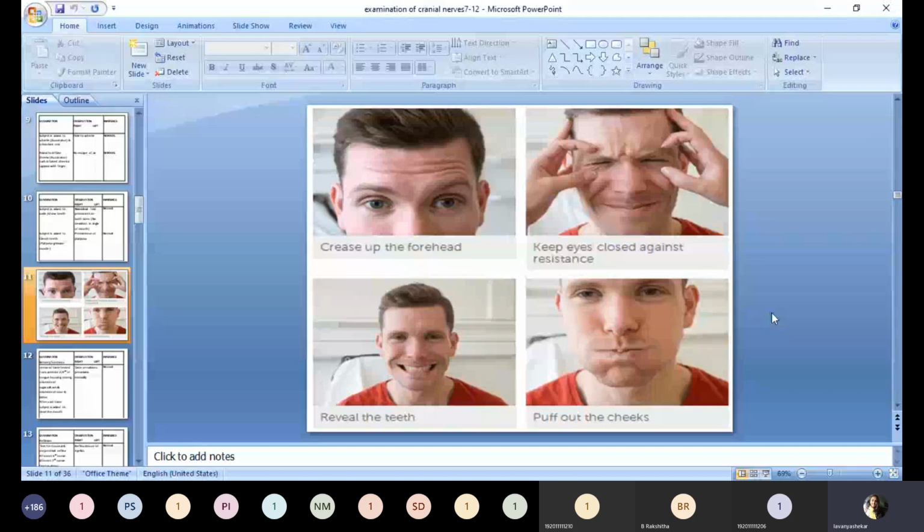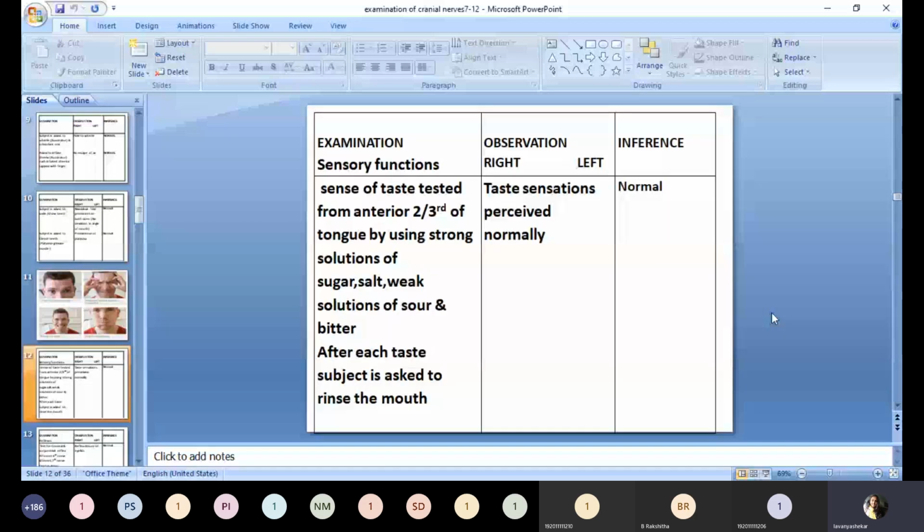So these are the various tests that you do to check the facial nerve. That is mainly the motor component of the facial nerve. To check for the sensory component, you are going to check for the taste sensation on the anterior 2/3 of the tongue. Here you are going to take different solutions of sugar, salt, and weak solutions of sour and bitter, and check on the anterior 2/3 of the tongue.